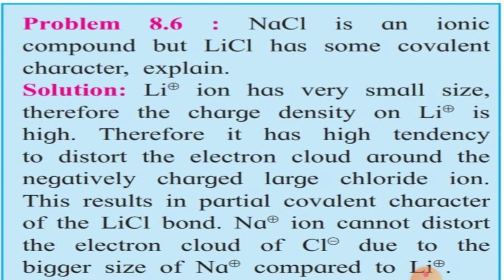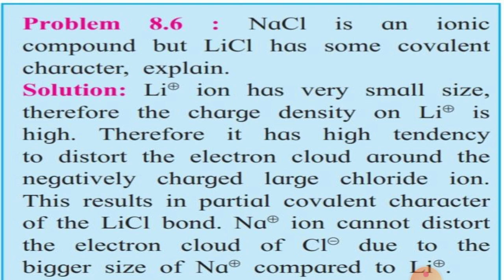NaCl is an ionic compound, but lithium chloride has some covalent character. What do you mean by ionic compound? Ionic compound means the one which contains ions. As we know, Na carries positive charge, Cl carries negative charge, so it can dissociate into ions. While lithium chloride has some extent of covalent character.